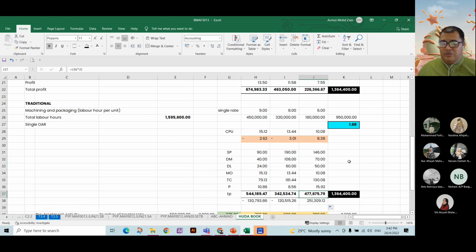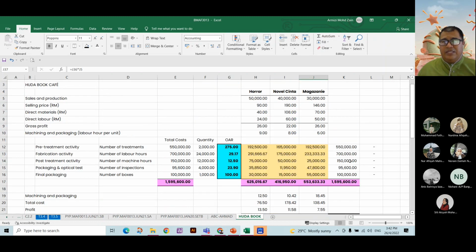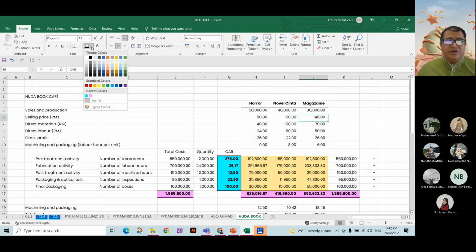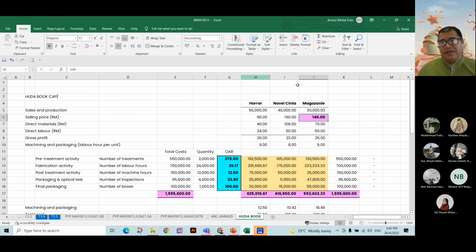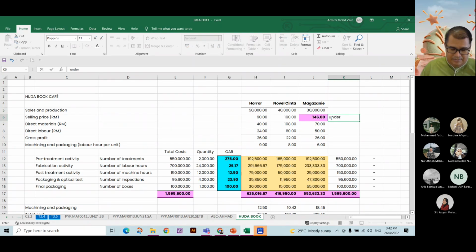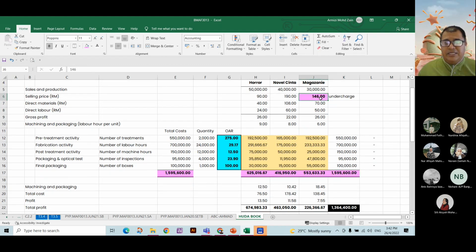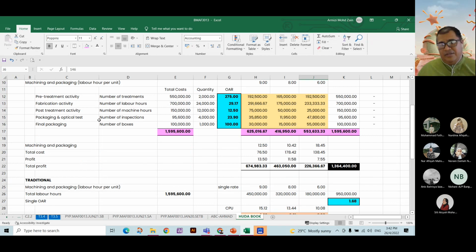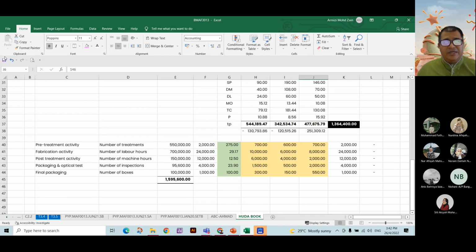So what you need to do, kalau dalam soalan dia kata suruh suggest, you need to increase dia punya selling price ni. Because ABC dia dah accurate, tapi selling price ni dia undercharge. Under market price. Okay, under market price ataupun undercharge. Okay. So apa yang you kena buat ialah kat sini, you kena increasekan dia punya ni. Selling price untuk magazine kalau you nak guna activity based costing. Okay. Ini saya punya calculation ya.